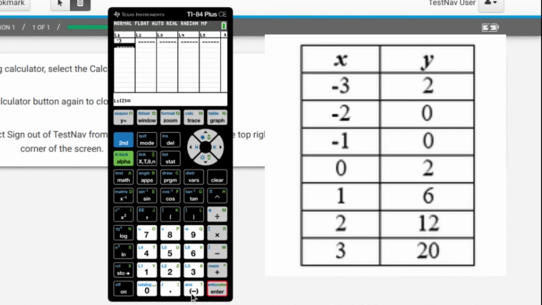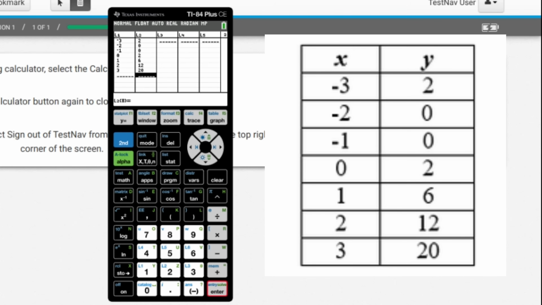-3, enter. -2, enter. -1, enter. And now I can just type the rest in. 0, enter. 1, enter. 2, enter. 3, enter. Then you go to L2 and you type those values in. 2, 0, 0, 2, 6, 12, 20.